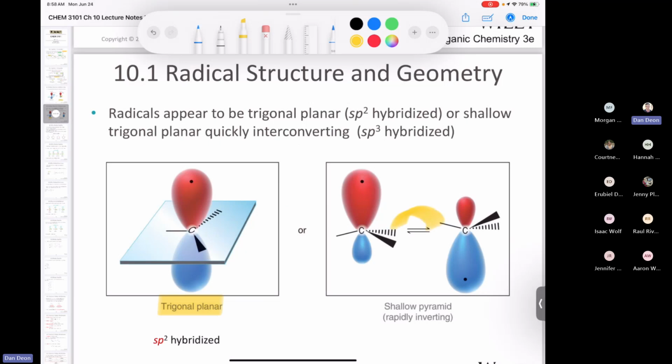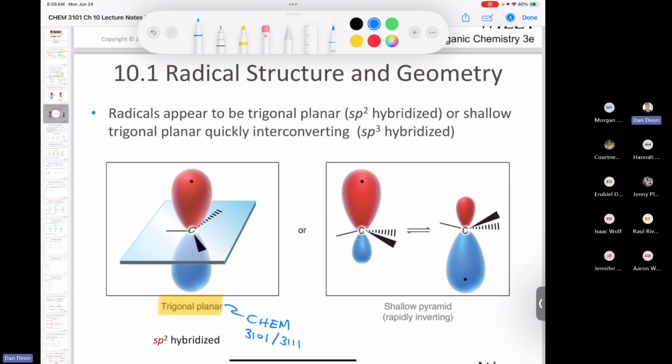Like the barrier of energy of inversion here is practically nothing, okay? Well, I'll tell you what the answer is going to be for us as Chemistry 3101 students. We are going to treat all of our carbon radicals as if they are trigonal planar, okay? So I'll put here Chemistry 3101. And for my students who are planning on taking Organic 2 at UCCS, I'll put Chemistry 3111 there as well, because in these classes, we treat our radicals as if they are trigonal planar, okay?